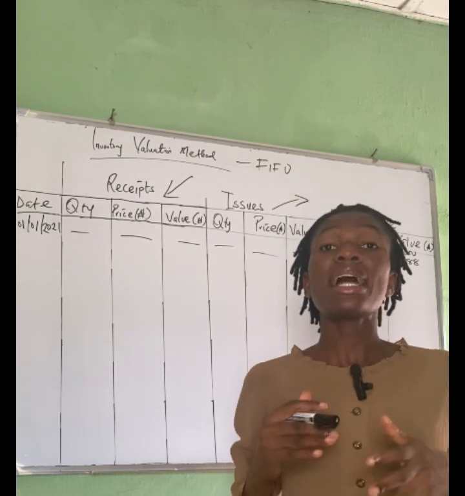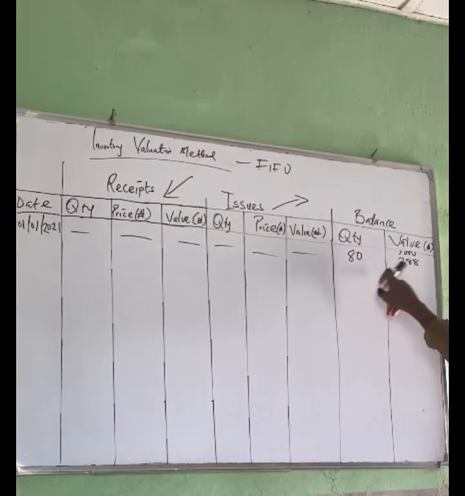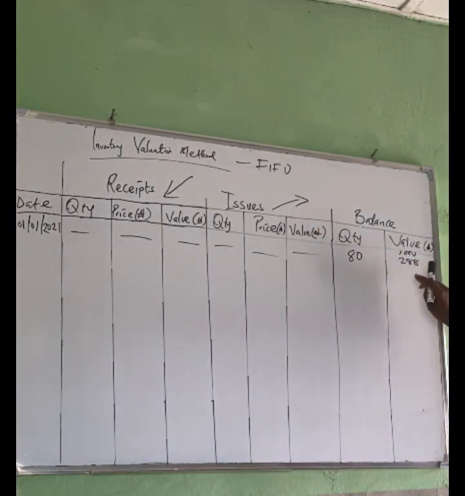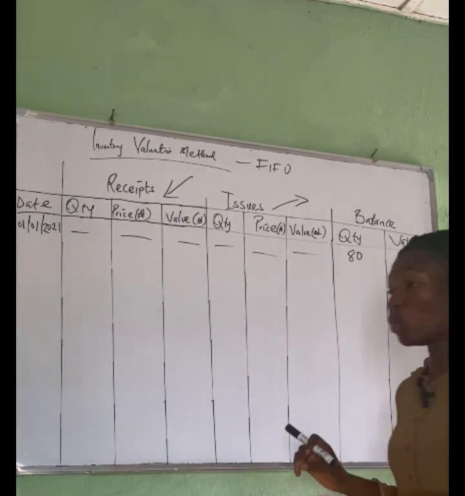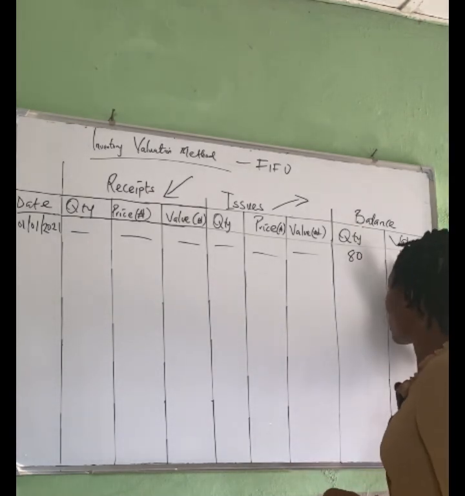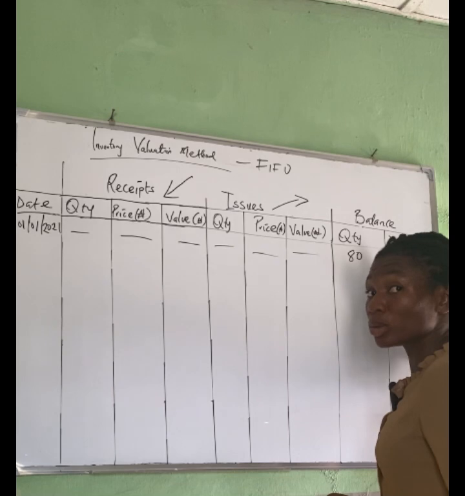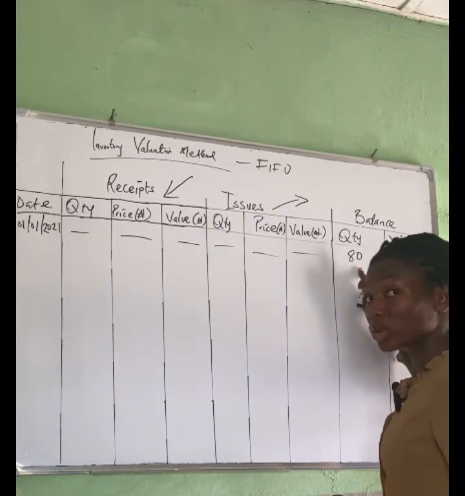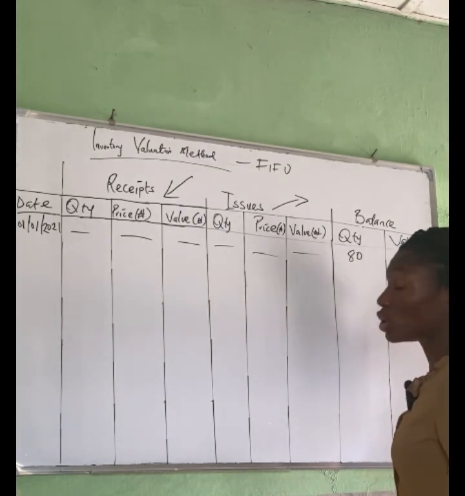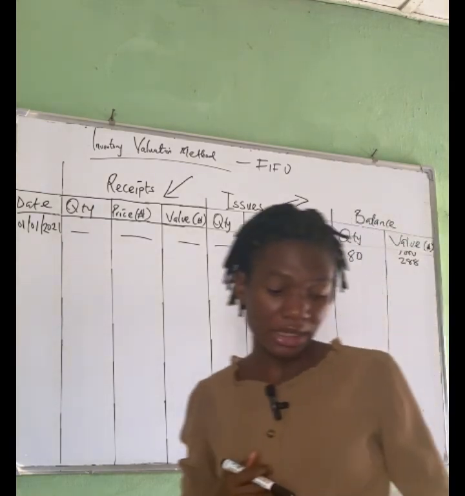Now, the price was not really given, the unit price, right? So in order to calculate the unit price, what we do here is that we divide the value by the quantity, okay? We divide the value by the what? The quantity. We're coming to that nevertheless.